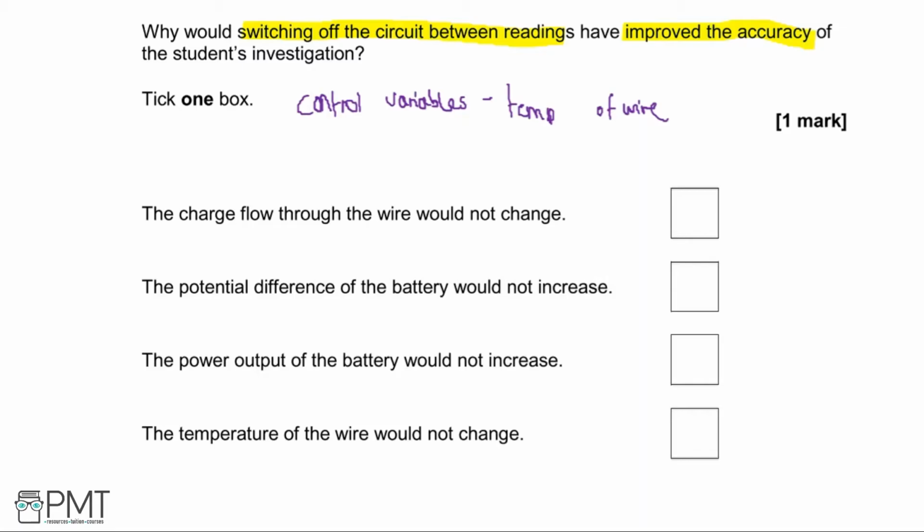So the way we can do this is by switching the circuit off between readings. This is because when we switch the circuit off, this causes the current to stop and gives the wire a chance to cool down, therefore controlling temperature. Therefore, the answer that most correctly describes why we disconnect the wires between readings is the last answer. The temperature of the wire would not change if we disconnected the wires.